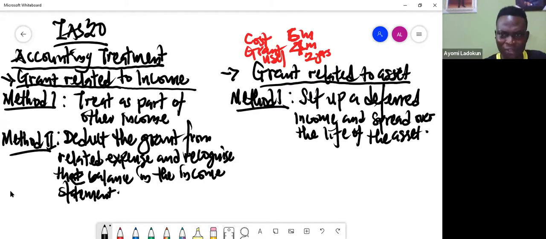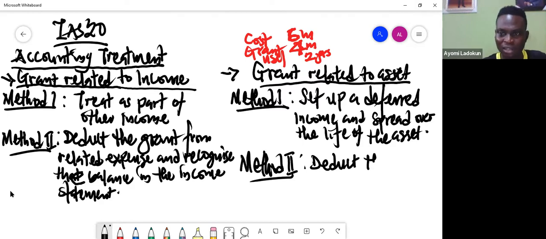I have spent 15 minutes. Okay, so we need to stop. But before we stop, let's look at the last one, which is method 2. So what is method 2 saying? Method 2 is saying deduct the grant from the cost of the assets.